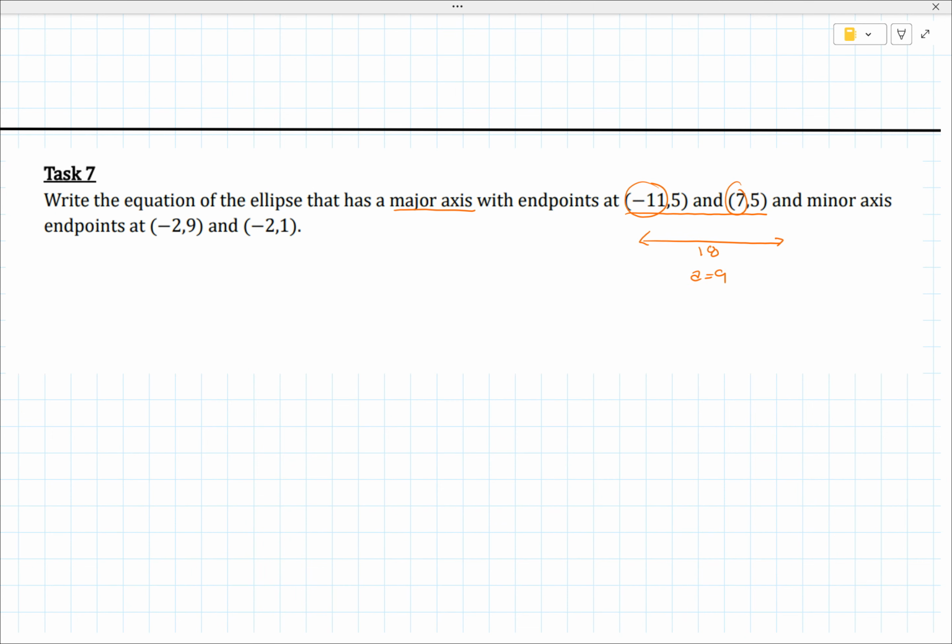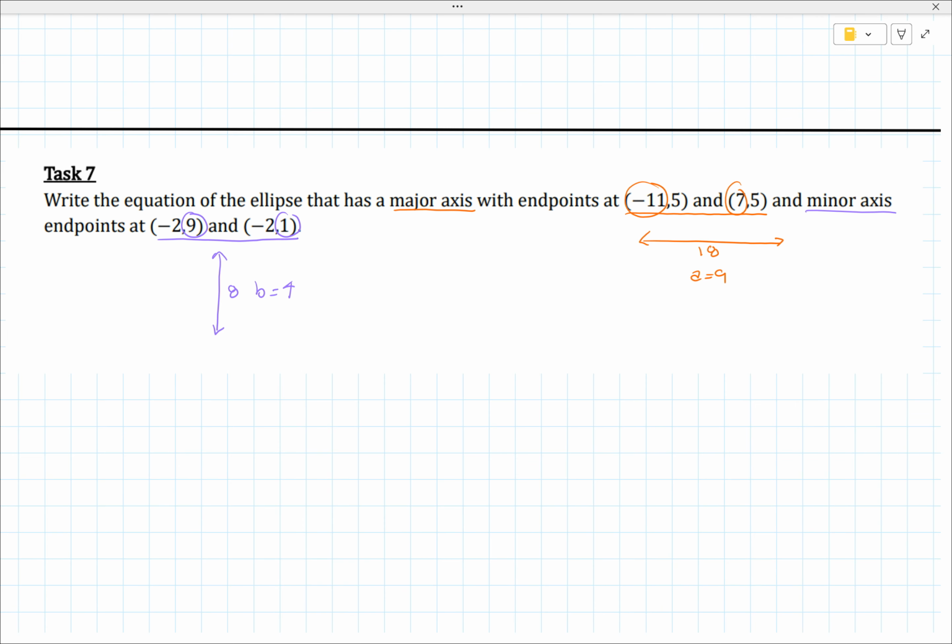For the minor axis, they gave us the endpoints as well, and we can notice that the x values stay the same. So it's going to be a vertical distance, and then we can look at the change from the y values. And that total is 8, which means our b value has to be 4.